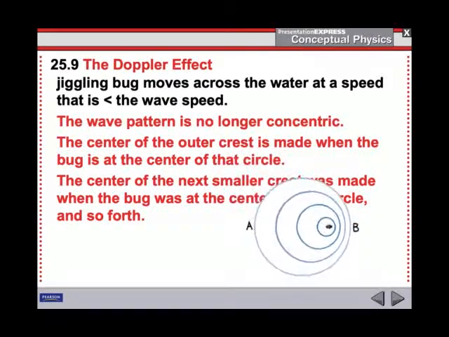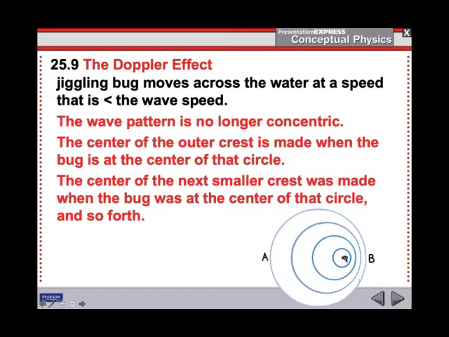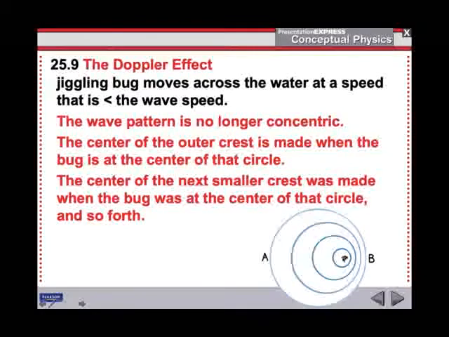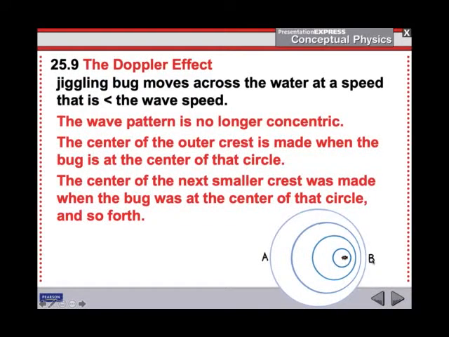I have a little picture here. What's happening is he's jiggling at exactly the same rate, but instead of staying in one place like when he was over here, now he's moving along, and the wave starts from him. Because he's moving toward B, if you were standing at B, the waves would reach you more frequently than if you were standing at A.